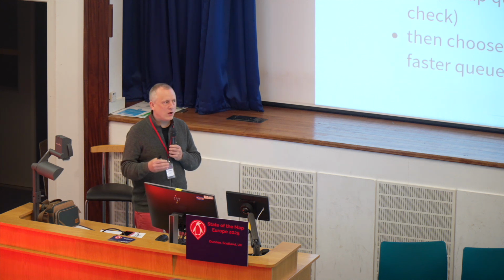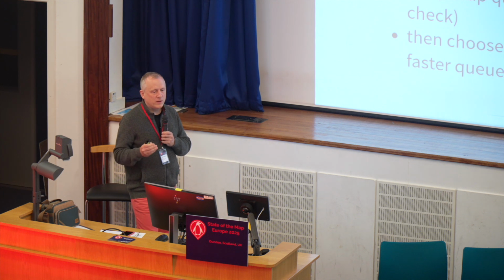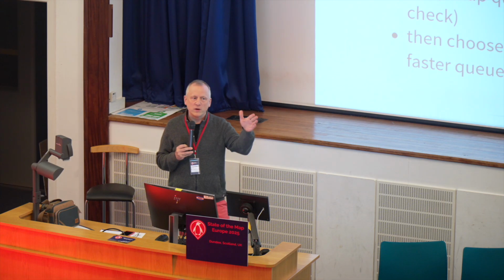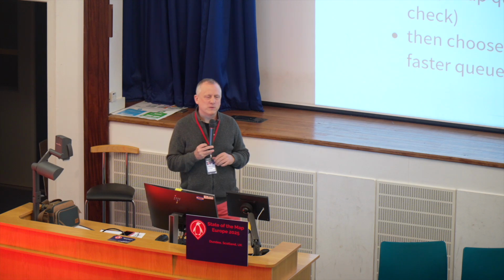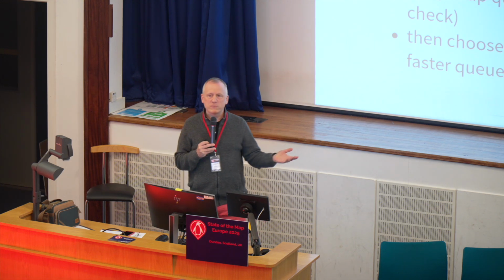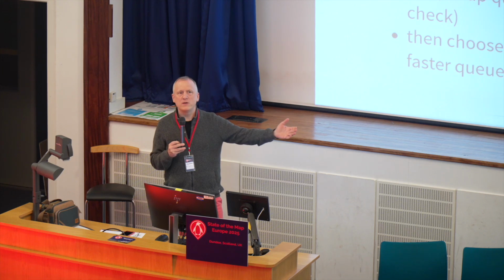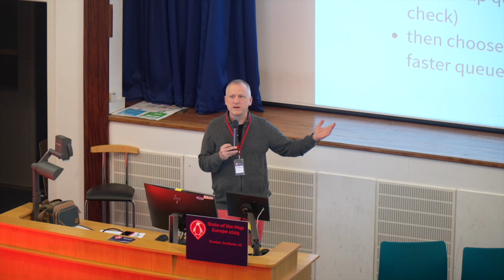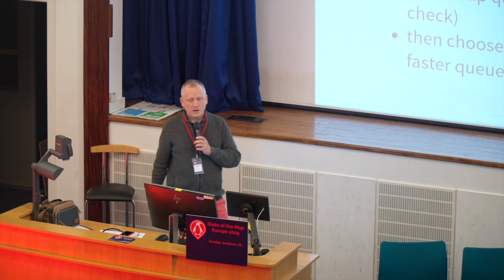And then depending on the response of the database, there are different queues for slow, medium, and fast queries. And faster queues have more workers. So if you send a query to Postpass where the database says, oh, I can process this real quick, then you get one of the many quick workers. And if the database says, oh my God, this is going to take an hour, then you get one of the slow workers. And maybe there are only two slow workers. So if many other people have queries that take an hour, then you have to wait. But on the whole, it seems to work rather well.